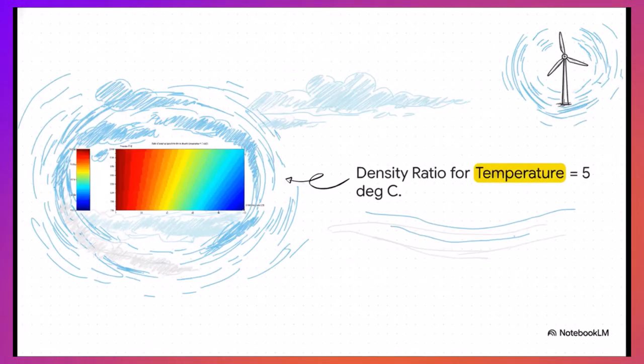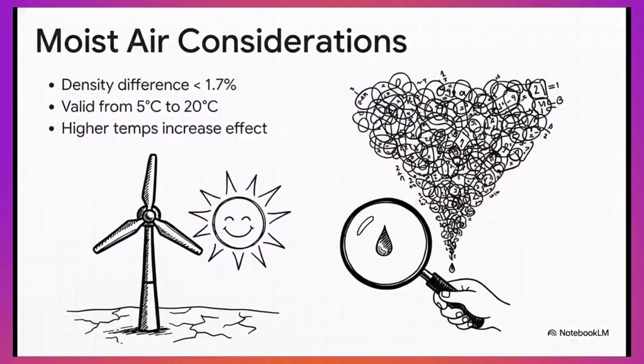When we run a sensitivity study comparing moist and dry air density at a fairly typical cool temperature of 5 degrees Celsius, the difference is incredibly small. The variance between bone-dry air and 100% relative humidity is well below 0.7% in the first 5,000 meters of altitude. Ultimately, because the density influence of moisture is usually less than 1.7% in normal conditions, say ranging from 5 to 20 degrees Celsius, wind energy professionals can safely assume dry air properties for most practical applications.